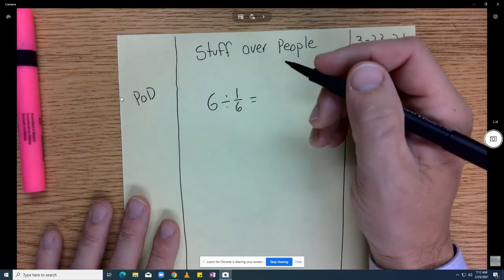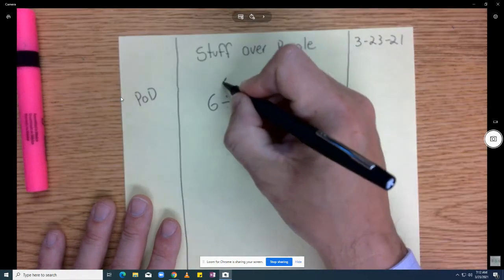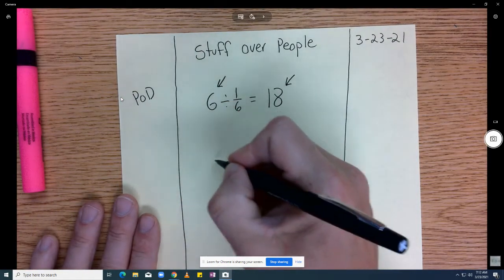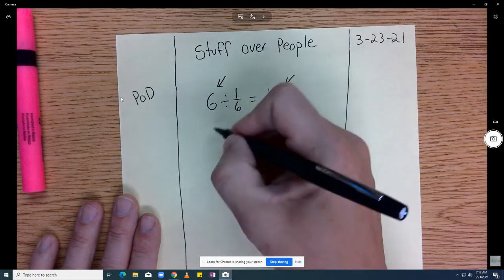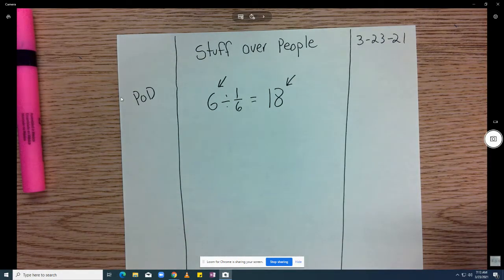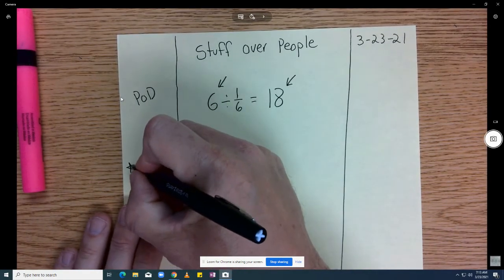All right, so coming back, the answer is 18. Start with a whole number, end with a whole number. Now, if you drew 6 different boxes, you should have cut them all into 6. How many would there be? 18 of them.